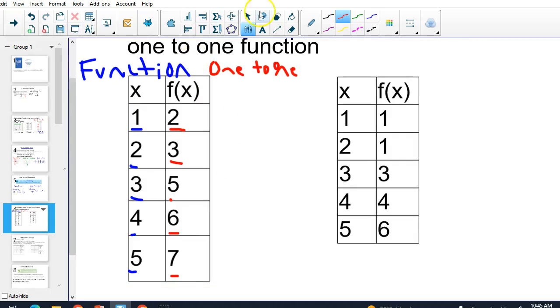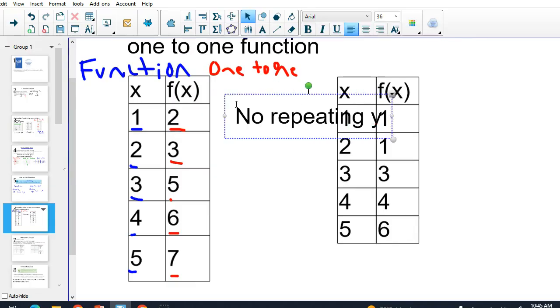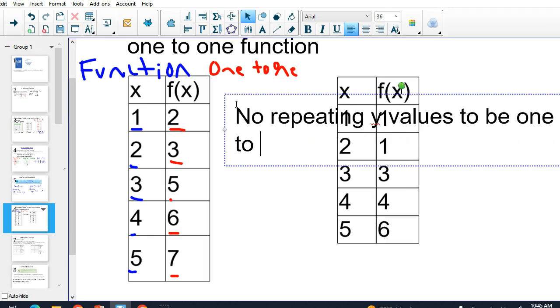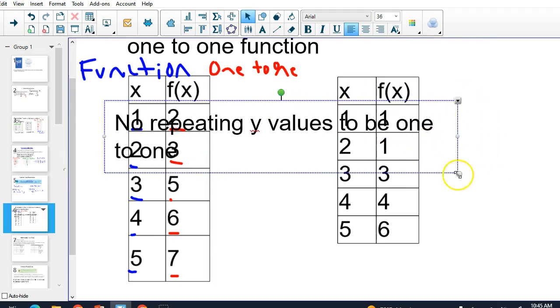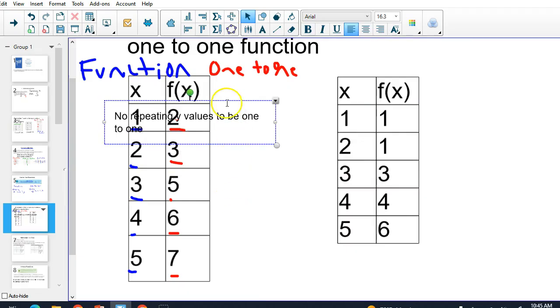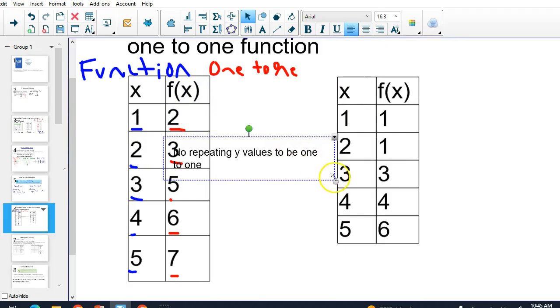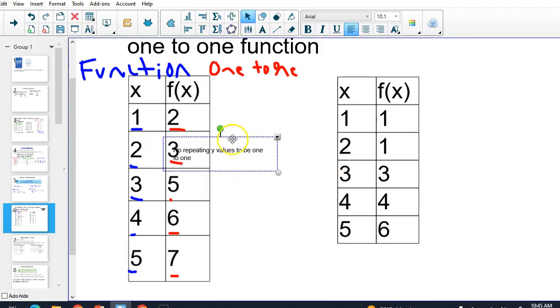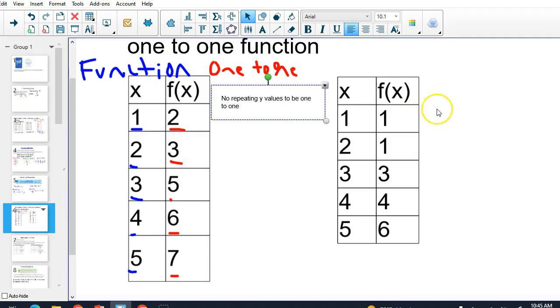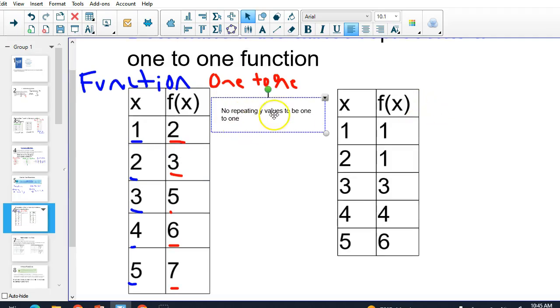So we can write that down. No repeating y values to be one-to-one. Since there's no repeating y values, it's going to be one-to-one.